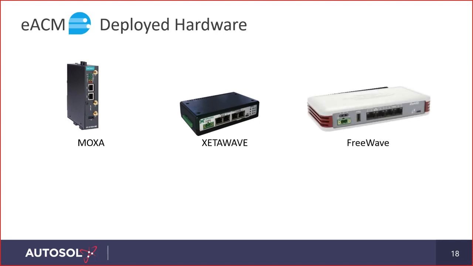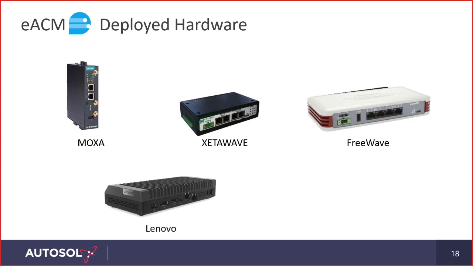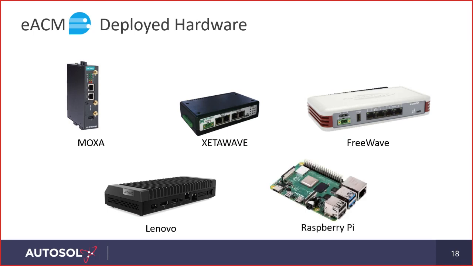FreeWave has the same kind of setup. They have a radio and a non-radio, like an industrialized smart switch pictured here, that can also run eACM. And both the ZetaWave and the FreeWave smart switches can just be dropped behind existing infrastructure and then run eACM. Lenovo also has an IoT device that we are running on, as well as, dare I say it, a Raspberry Pi. Not every site is Class 1 Div 2, and without getting into the fallout from the Rona that we're all familiar with, if it works, it works.